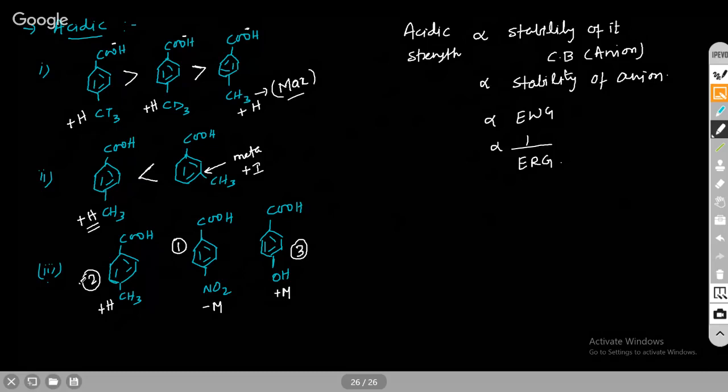Okay. So what you have to do, first of all, you have to assign the electronic effects, +H, +M, -M, R, whatever it is. And then you have to see which one is electron releasing, which one is electron withdrawing. According to that, you can decide.